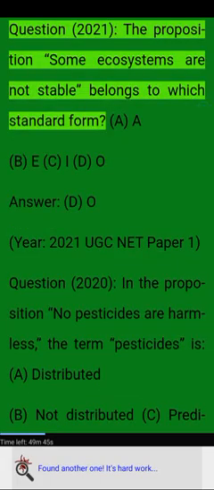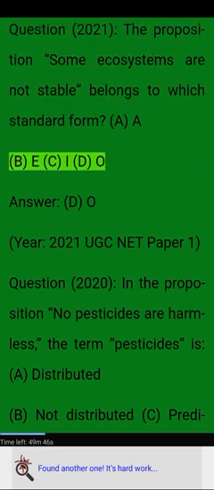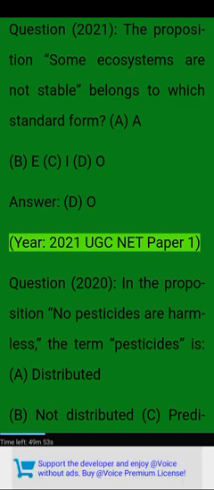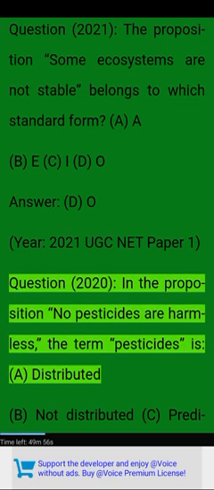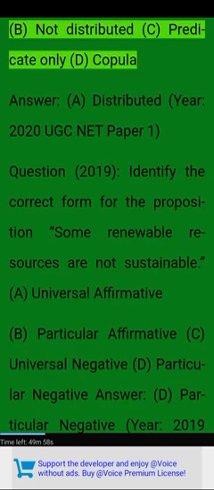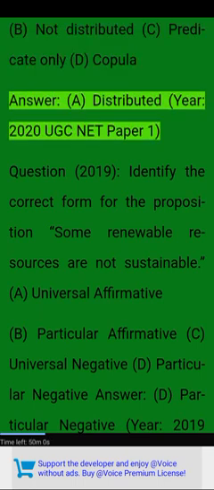Question 2021, the proposition, some ecosystems are not stable, belongs to which standard form? A. A. B. E. C. I. D. O. Answer. D. O. Year 2021 UGC Net Paper 1. Question 2020, in the proposition, no pesticides are harmless, the term pesticides is A. Distributed. B. Not distributed. C. Predicate only. D. Copula. Answer. A. Distributed. Year 2020 UGC Net Paper 1.